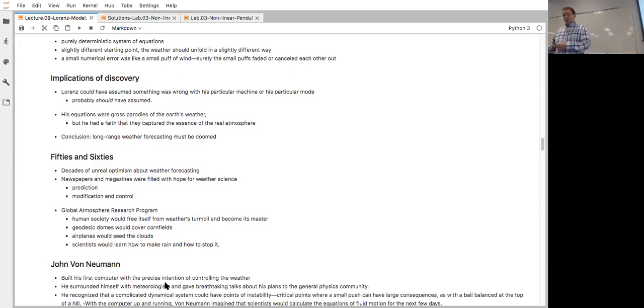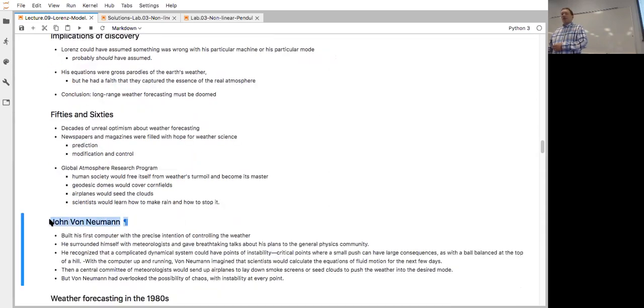That's the ambition here. I'm going to go back to John von Neumann. This is the godfather of computing, as I said. We talk about the architecture of how machines are built as the von Neumann model of computing, the idea of putting the code and the data together in the same memory. He is at a central point of a lot of computing. One of his goals in his early computers was to not just predict, but to control the weather. That was the motivation. And what he did is he surrounded himself with meteorologists, a lot of experts, and he gave breathtaking talks about his plans to the general physics community.